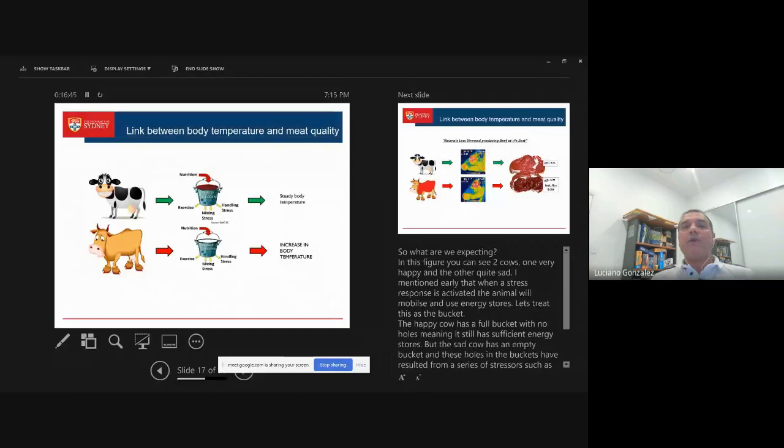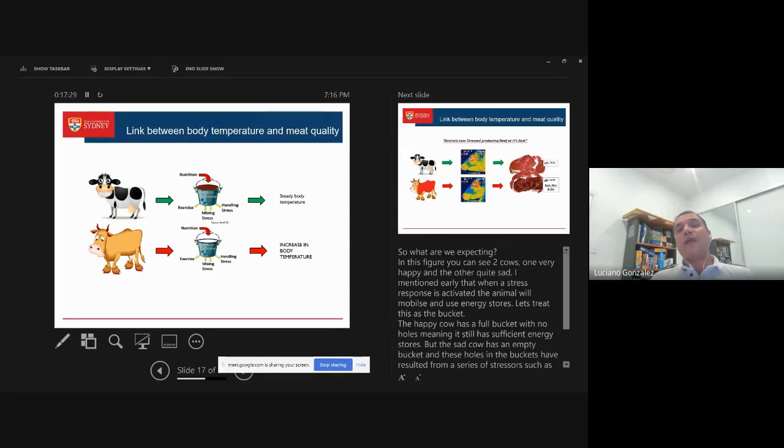Well, basically, animals store energy in the muscle in the form of glycogen. So that glycogen are like molecules of glucose in a chain, and that's in the muscle. When the animal is stressed, it has to fight against the stress, and for that it will use the body reserves of energy, particularly the reserves in the muscle. So it will use that glycogen, and if the animal is stressed too much, it will deplete that glycogen, and therefore will have lower concentration of glycogen when you kill the animal.